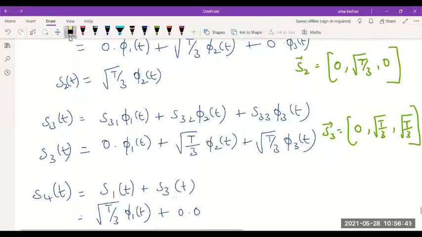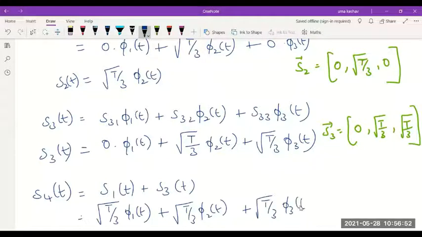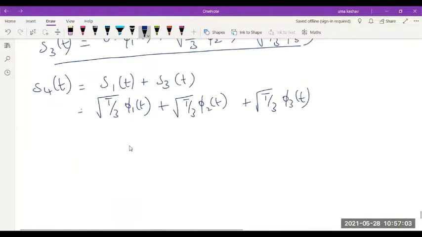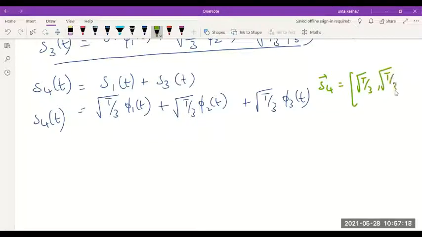Let me directly write this. I'll remove this 0. Root t by 3 phi 2 plus root t by 3 phi 3. So S4 is nothing but S1 plus S3. This is S3 and S1 we had before as just root t by 3 phi 1. So I'm combining everything. This gives you the expression for S4 of t. So can you write the signal vector? S4 has the value root t by 3 as projections in all the three axes.